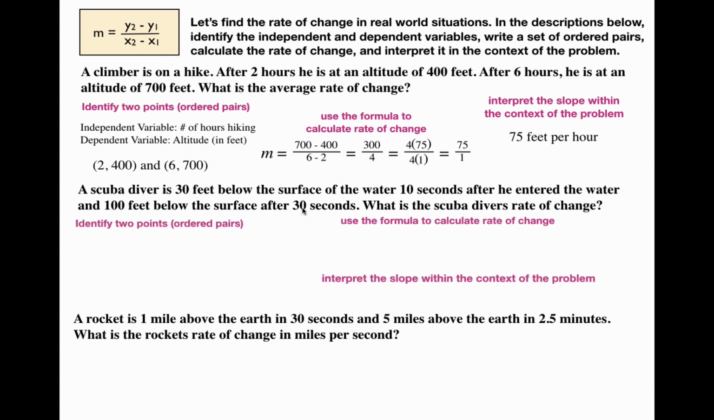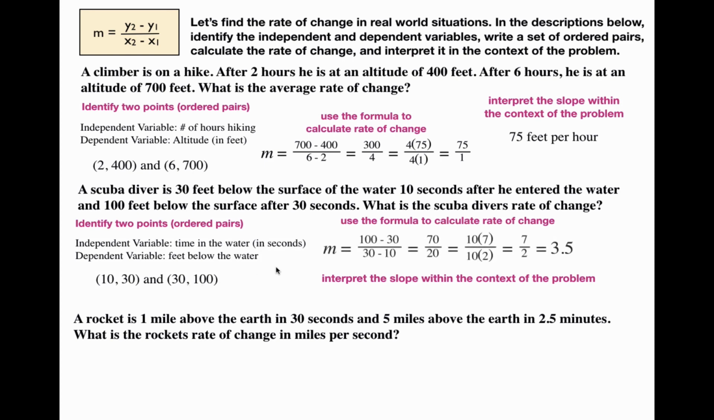So our independent variable is the time in the water, measured in seconds, right? And our dependent variable is the feet below the water. Now, once we know that, we know what numbers to pair up and how to pair them. So after 10 seconds, the diver is 30 feet below the water, and after 30 seconds, the diver is 100 feet below the water.